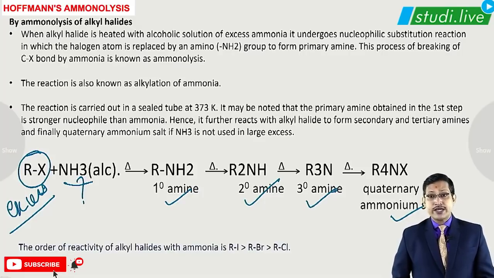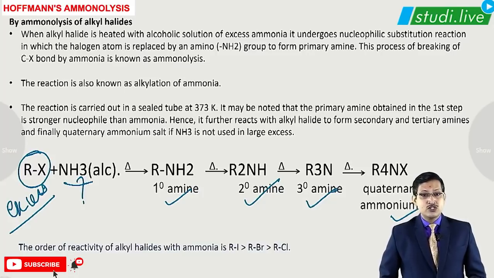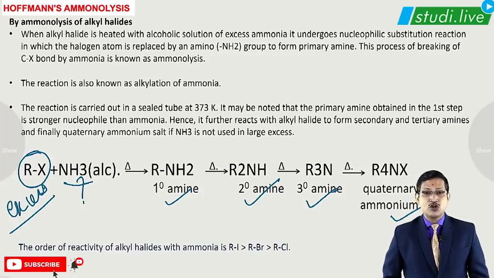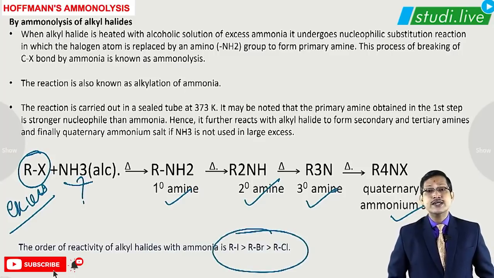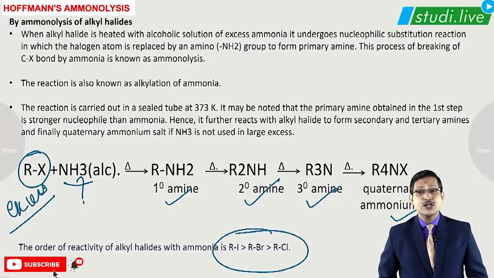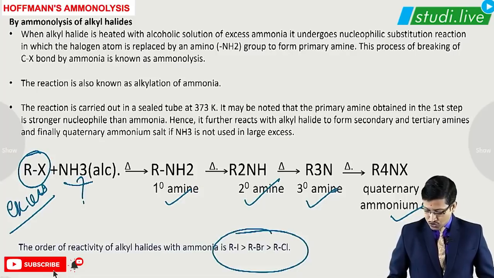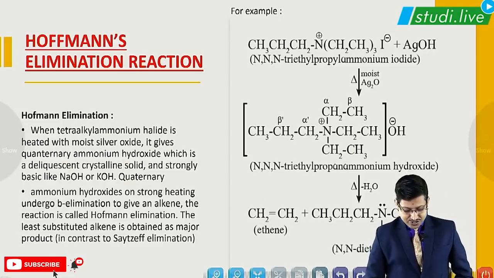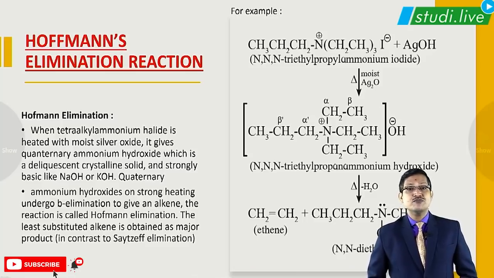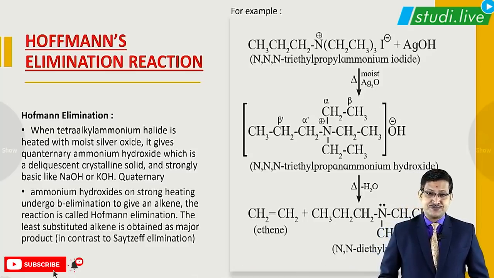The next one, again an MCQ based question, the order of reactivity. Now what is that order of reactivity of alkyl halides? It is RI greater than RBr greater than RCl. So that is the order of reactivity. The next reaction in the series is Hoffmann's elimination reaction. Now what is Hoffmann's elimination reaction?